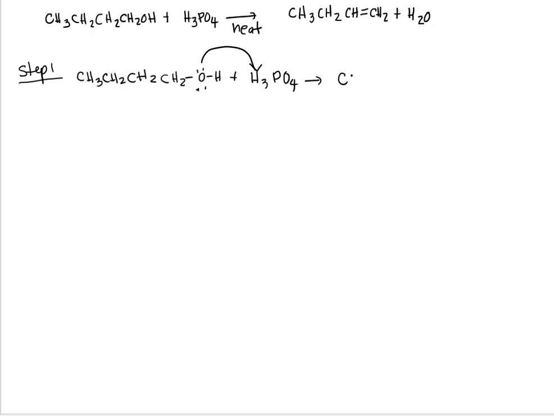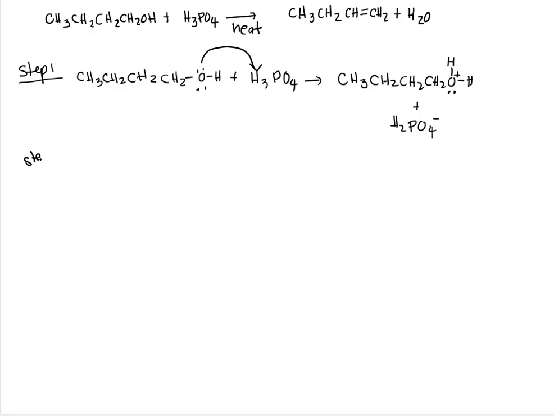And now you have CH3, CH2, CH2, CH2O with two H's. And you have a lone pair still. And you have a positive charge on the oxygen. And the H3PO4 becomes H2PO4 negative.